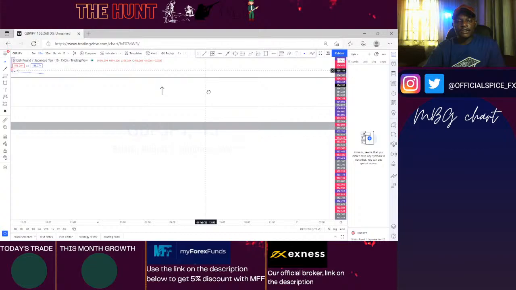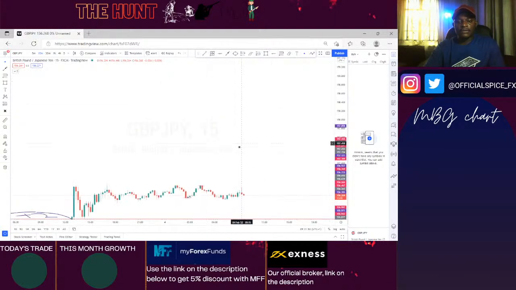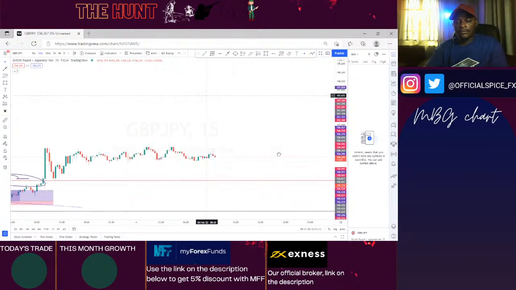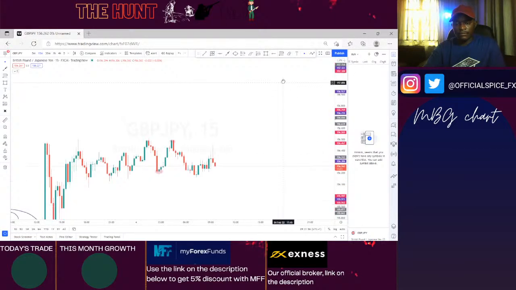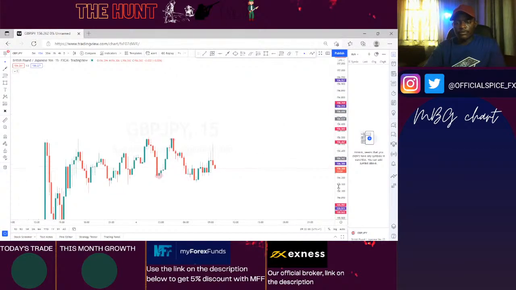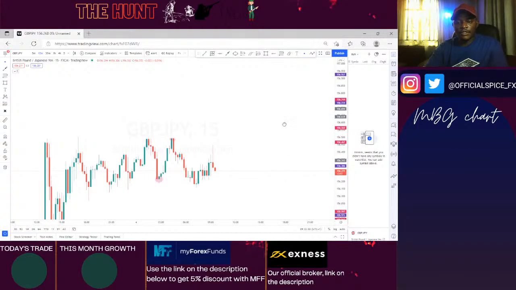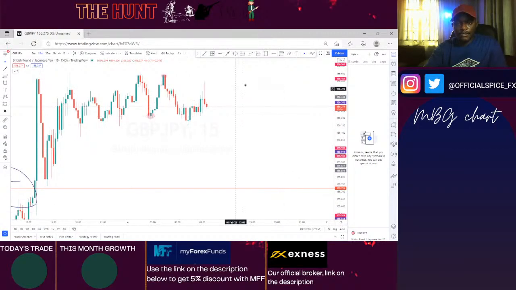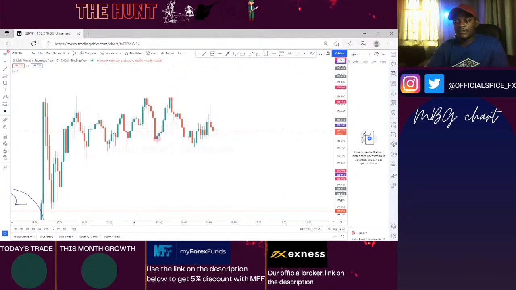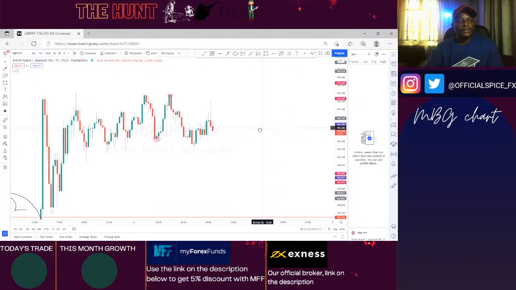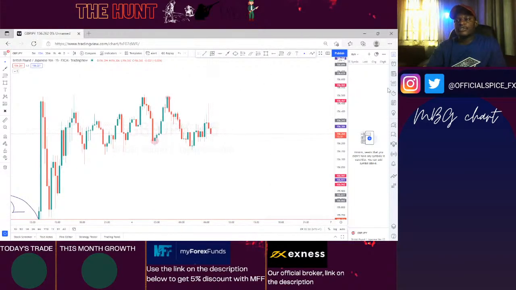Just trying to keep my eyes on this, see what's going on. Right there, I love what I'm seeing right now. Hopefully we can see this close bearish. If it closes bearish, that's an advantage for us. Let's hope it closes bearish.